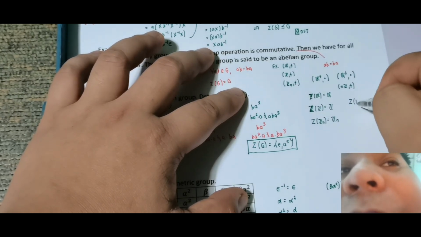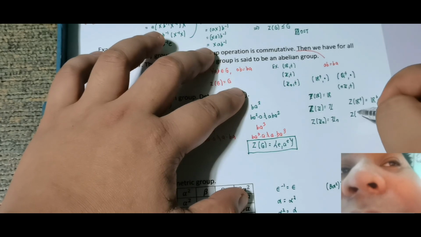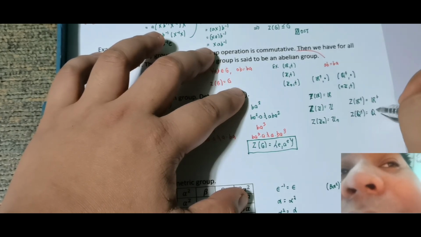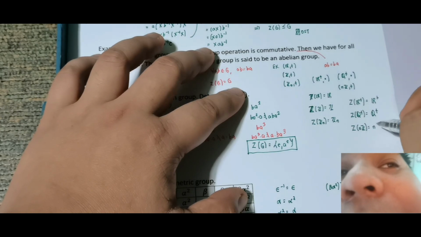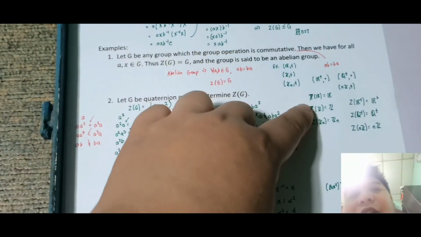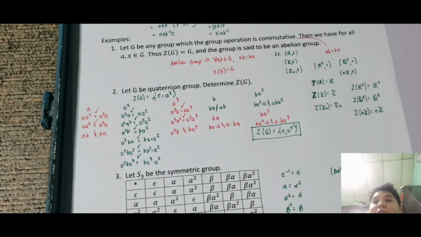Ang center ng R plus is just R plus. Ang center ng Q plus is just Q plus. At ang center ng nZ is just nZ. Okay, so yung R yan is yung group mismo. Okay, so yan yung inaan natin. So this is center.